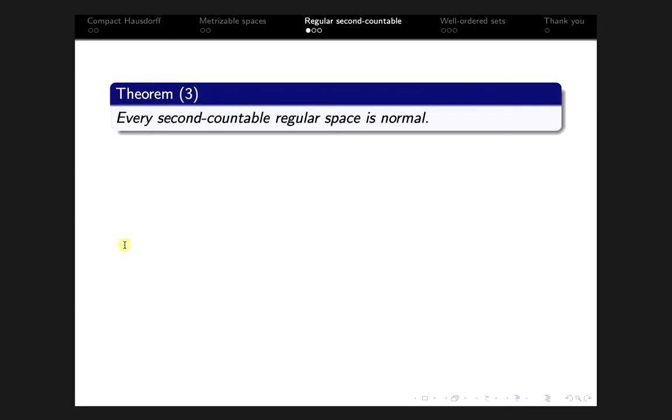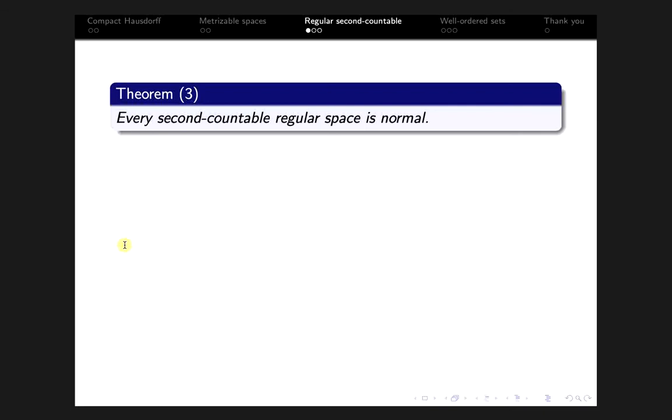sets by open sets. More precisely, if X is a topological space and little x is a point in the space X, and B is a closed subset of X such that little x is not in B, then there exist two disjoint open sets U and V such that x is in U and the closed set B is contained in the open set V.